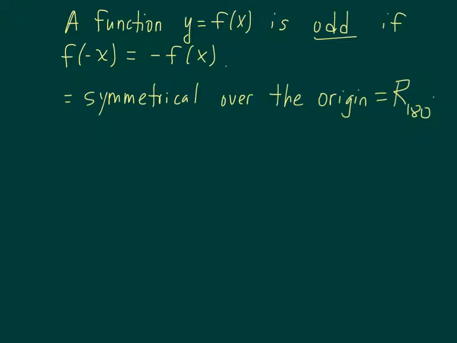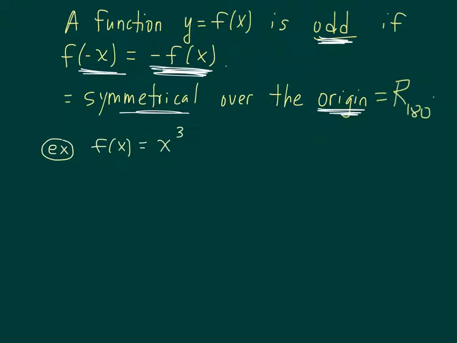Okay, next let's take a look at our definition for an odd function. We say a function is odd if f of negative x is equal to the negation of the original function. In other words, we're going to drop a negative x into the function again. If our final result is the negation of what you started with, then we say a function is odd. Now, geometrically, what this means is it's symmetrical over the origin. And by the way, if something is symmetrical over the origin, we're really talking about a rotation of 180 degrees.